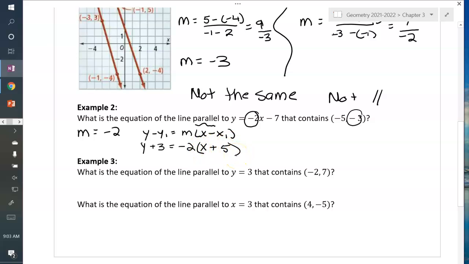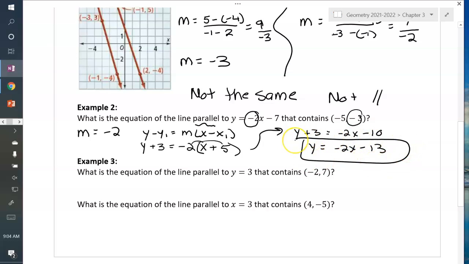So start with that. And then put it in slope-intercept form. I'm going to come over here, distribute. So I have y plus 3 equals -2x minus 10. And then subtract 3 from both sides. y equals -2x minus 13. That's your answer.